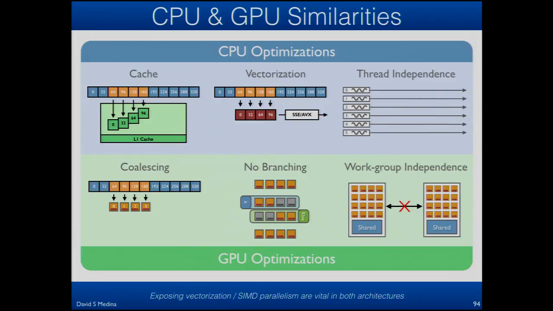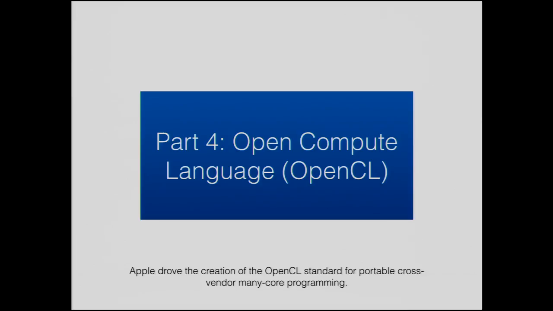And on the GPU, you want to avoid conditionals, but you also want to avoid conditionals on the CPU to maximize SIMD vectorization. And if you're going to look at the level of OpenMP threads, you want to make sure those are as independent as possible. And it's similar on the GPU, where you want to make sure that there's no interference between work distributed in different work groups. So they really aren't that different.